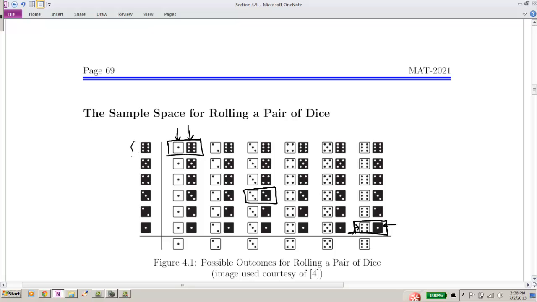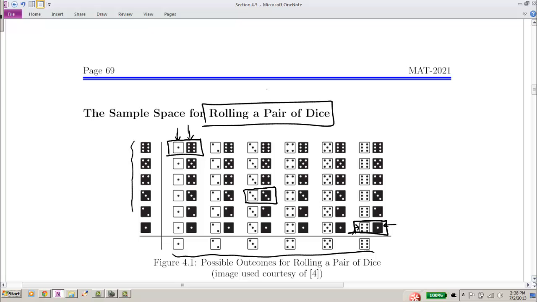So 6 possible outcomes from one die, 6 possible outcomes from the other die. The multiplication counting rule tells us, and you can count them up here, there are 36 possible outcomes that we need to consider. And so for our sample space for rolling a pair of dice, the size of our sample space will be 36.